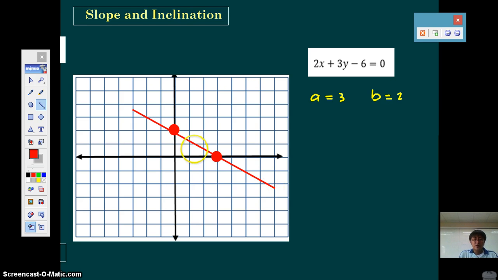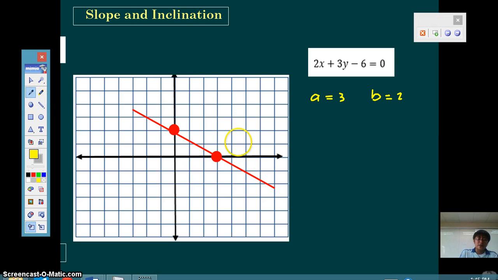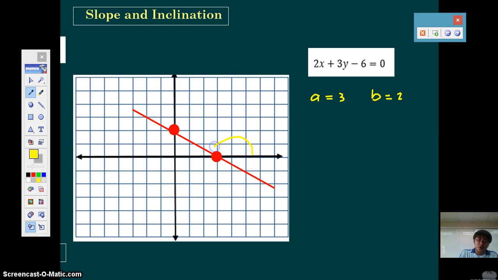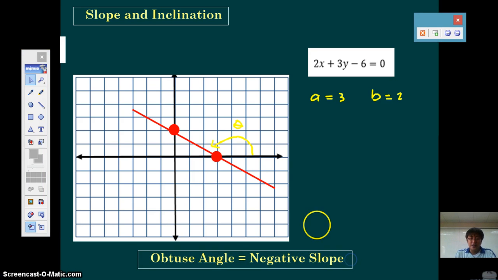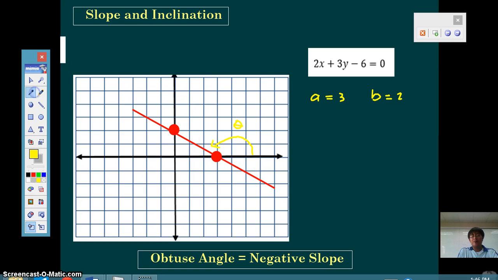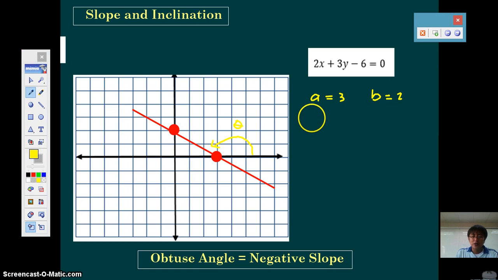This is your line. And again, the angle in standard position would always be from the x-axis counterclockwise to your line. And obviously, the angle of inclination of this line is definitely more than 90 degrees. So therefore, it's an obtuse angle. So if you have a negatively sloped line, you will always have an obtuse angle. The slope of this line is of course negative 2/3. So you see, if you have a negatively sloped line, your angle will be obtuse.